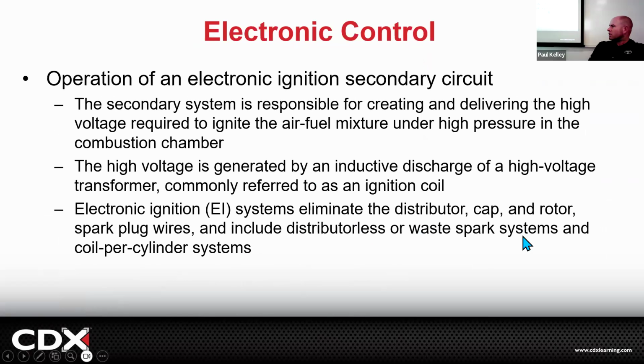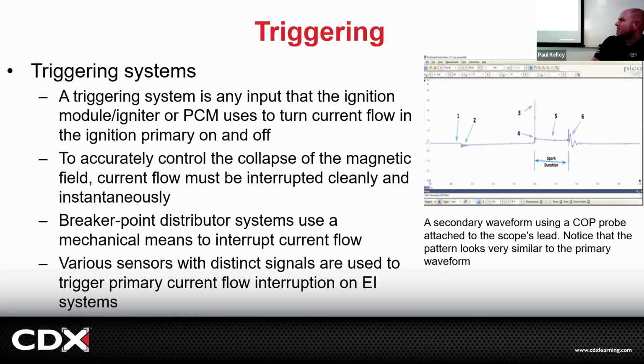Or it could be waste spark. So distributorless and waste spark are kind of the same. It's just that waste spark uses one coil per 2 cylinders and it wastes one of the sparks. Distributorless is just in general saying it doesn't have any of the spinning parts, but it may have one coil per cylinder rather than one coil per 2 cylinders wasting a spark. Okay. But otherwise, we pretty much diagnose these the same.